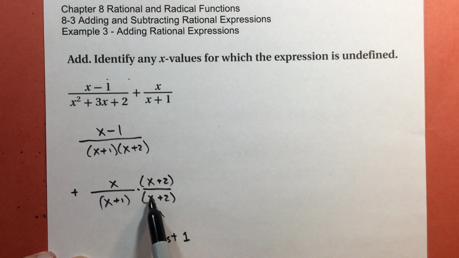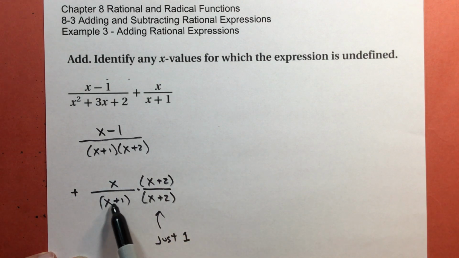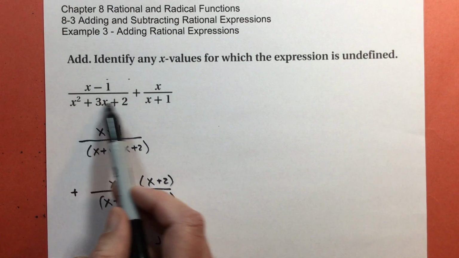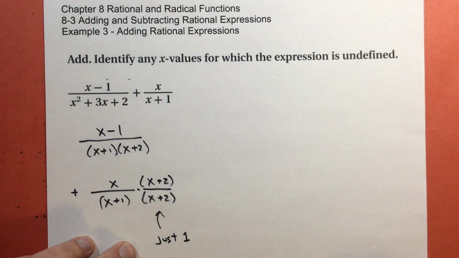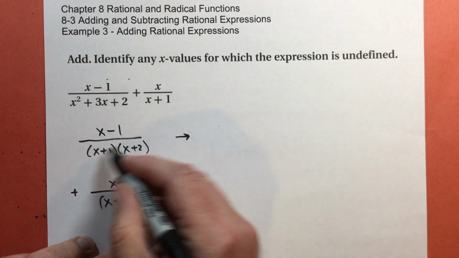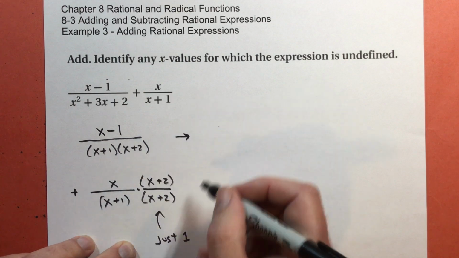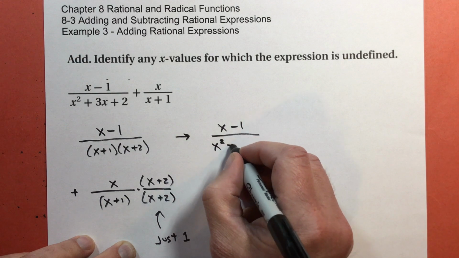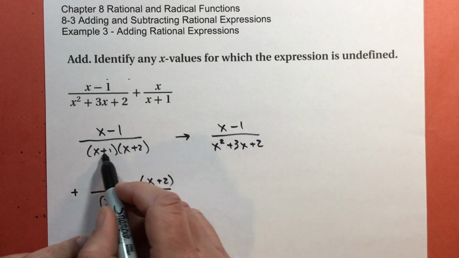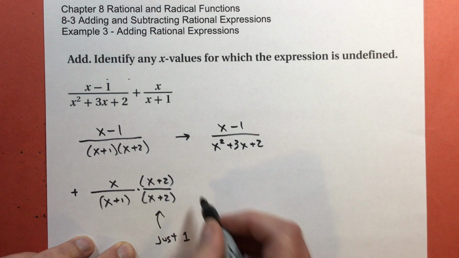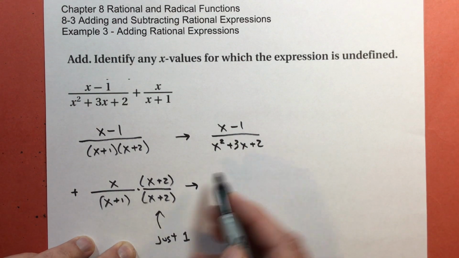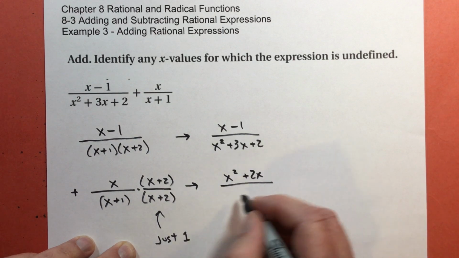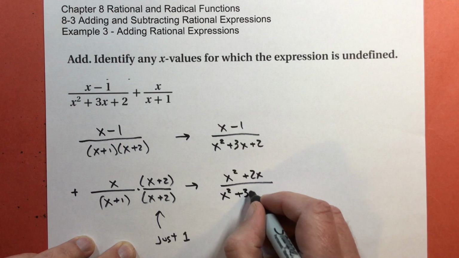Now, both of the denominators are the same. x plus 1 times x plus 2, x plus 1 times x plus 2. And I already know what that's going to multiply by because it's right there. So let's simplify it a little bit. This one, I don't do anything with in this problem. Sometimes I have to do something to both of them. So this is going to be x minus 1 over x squared plus 3x plus 2. I just remultiplied it, and I didn't even have to think about it. It's right there. And then this becomes x times x, which is x squared, x times 2, which is 2x, and over the same denominator.